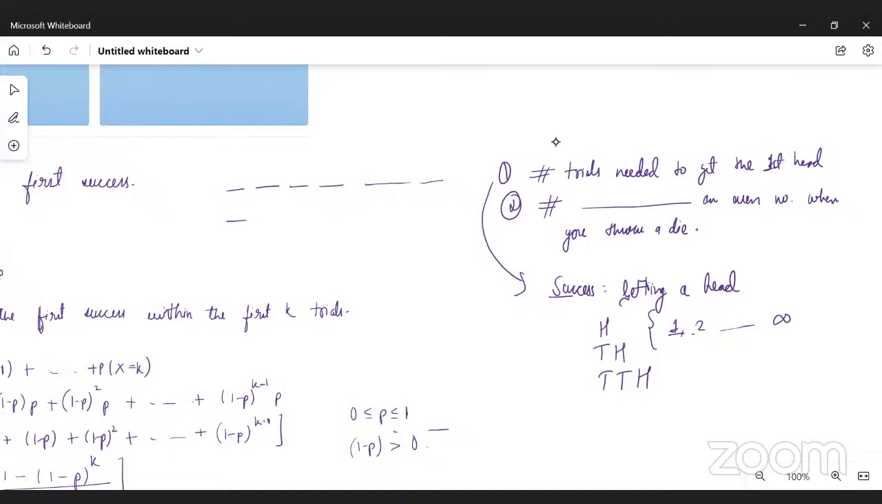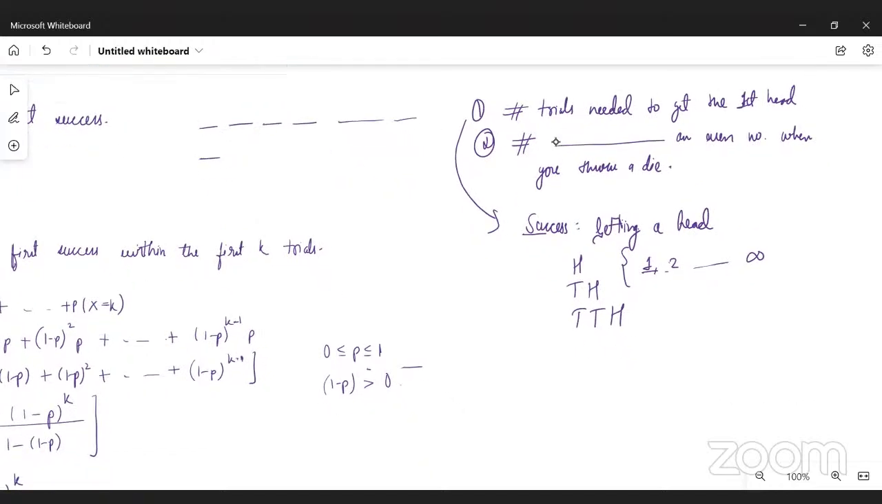Okay. So similarly, I have taken another example. You have a fair die, and you are going to throw it until you get an even number. So what is a success here? Getting an even number is a success, right? Yes. So success is getting an even number.